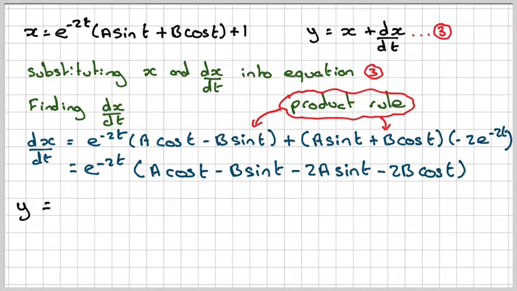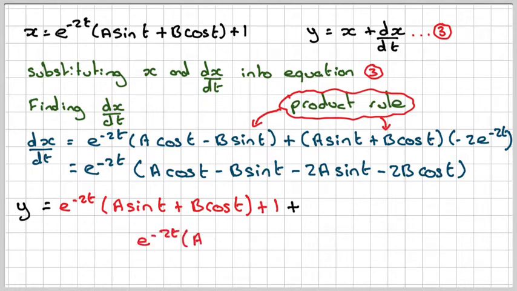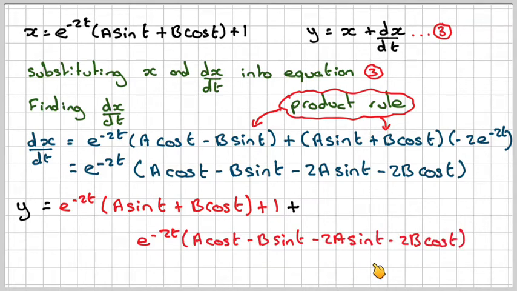And then we'll substitute this into y. So we're going to have y is equal to x, which is e to the minus 2t (a sine t plus b cos t) plus 1, plus all of this: plus e to the minus 2t (a cos t minus b sine t minus 2a sine t minus 2b cos t). There is a common factor, because we leave the 1 at the end.